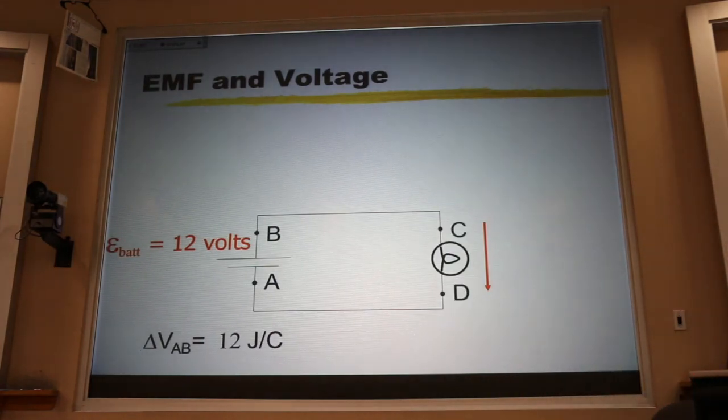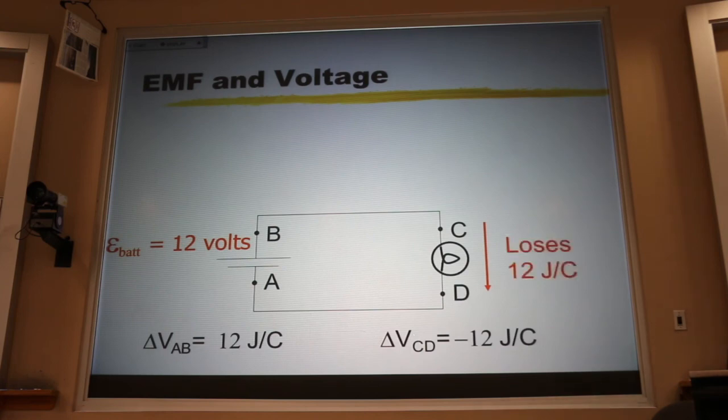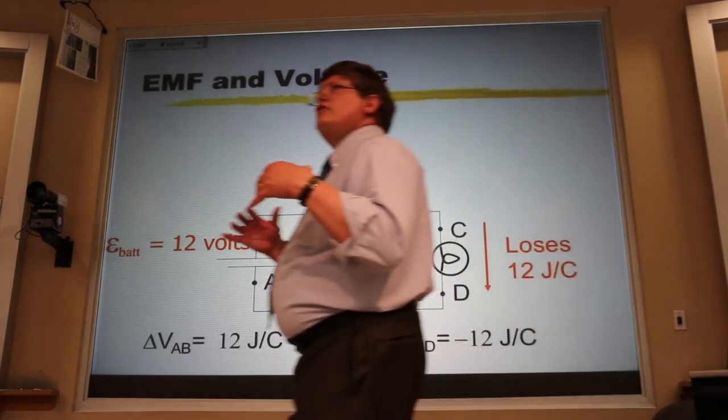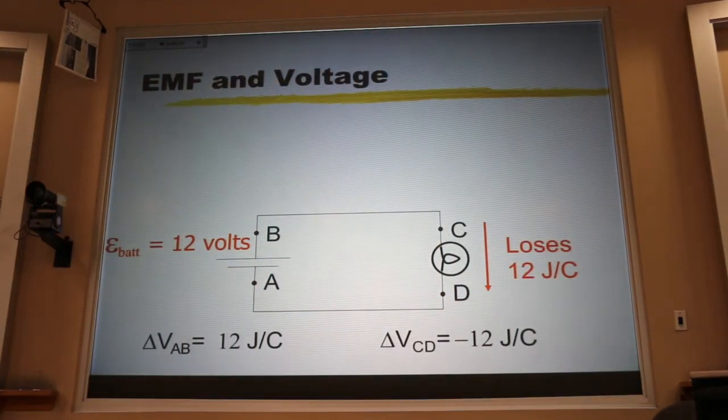Now, if we measure the voltage across from C to D, and remember we're measuring a voltage difference, we find that we get a negative value, negative 12 joules for each coulomb. And we interpret that as the energy being lost. But in truth, energy is not lost, just electric potential energy is lost. It's converted into heat. As those charges are pushing their way through the filament of the bulb, which is hard to get through, it causes the filament to heat up.